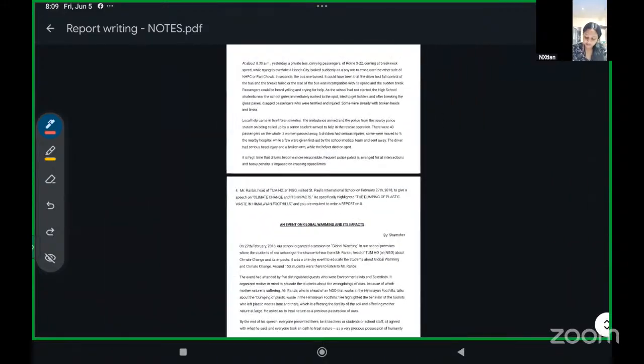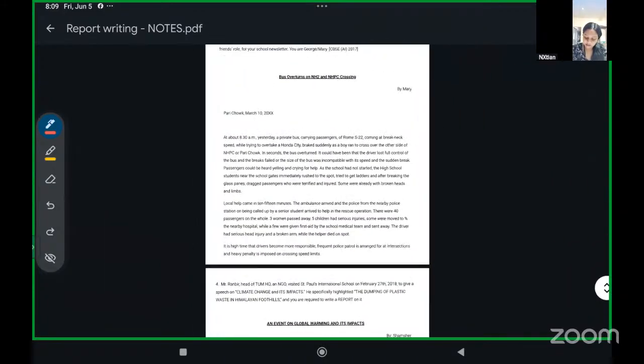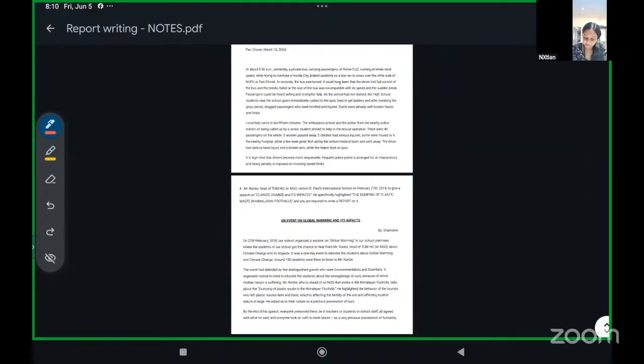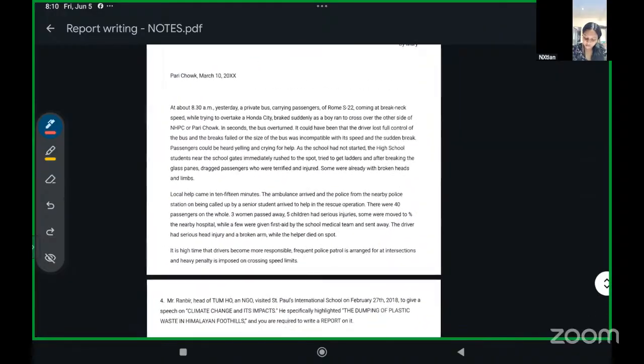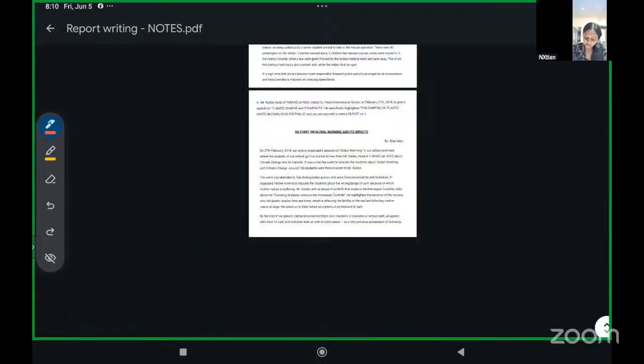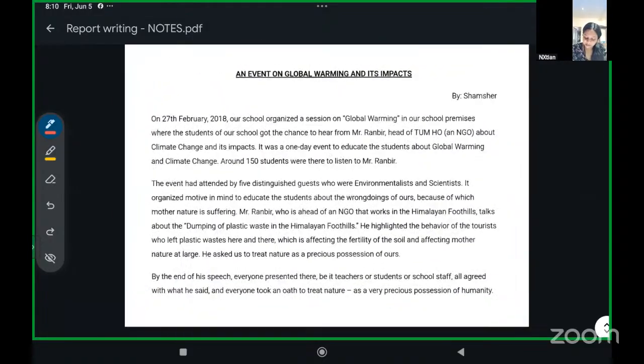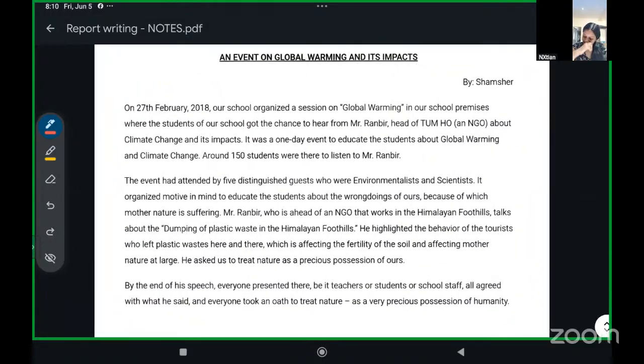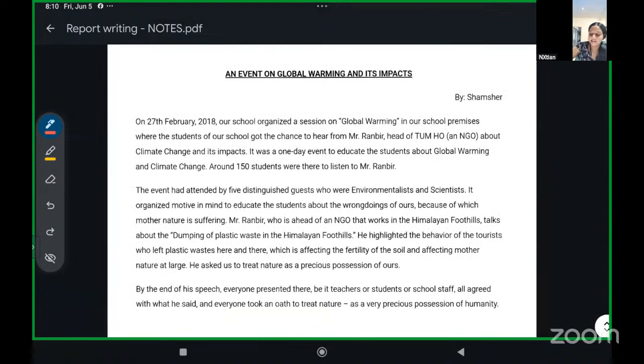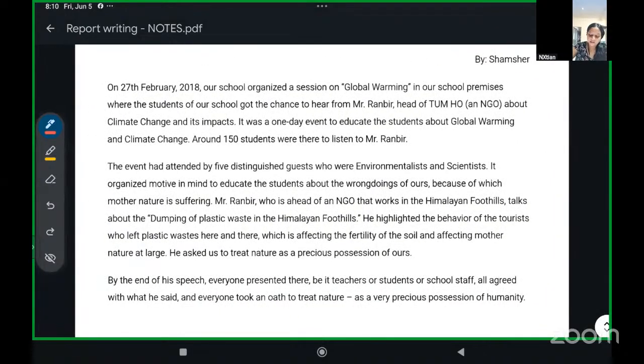This is another example. Okay, this one also you can check out, the last one. An event on global warming and its impacts by Shamsher. Heading, then the name of the writer. On 27th February 2018. Now, in this report, an event was organized. So the event is recalled and written. Okay, a report about the event is written.